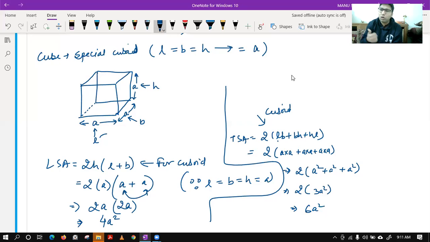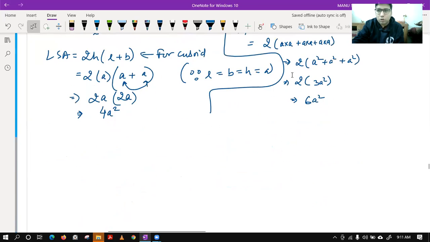So we have derived the formula of TSA and LSA using the same formula that we have derived above. We just did one thing, we replaced the L, B and H with the new variable A. That's it. So you can see there are 6 walls around you. So A square plus A square plus A square plus A square plus A square plus A square. That means A square getting added 6 times, and we know multiple additions is same as multiplication.